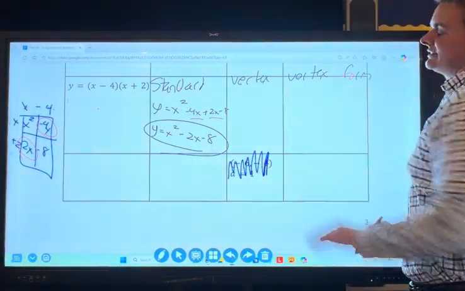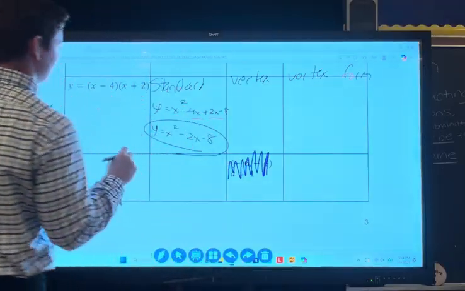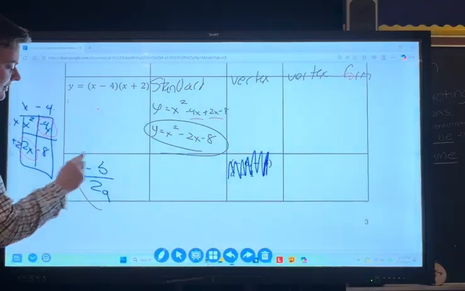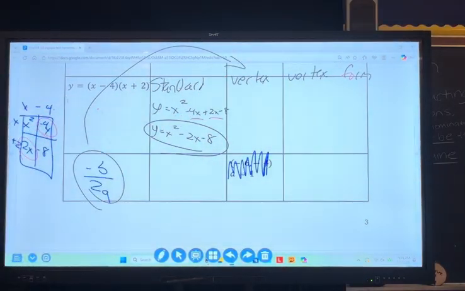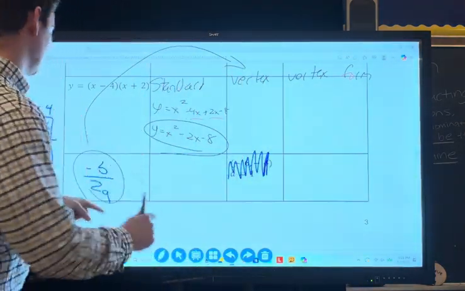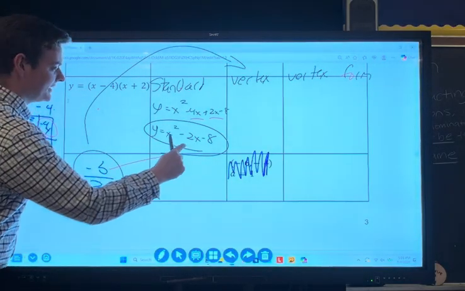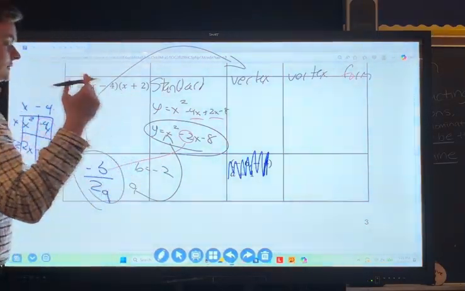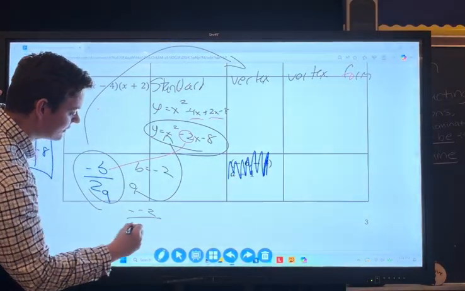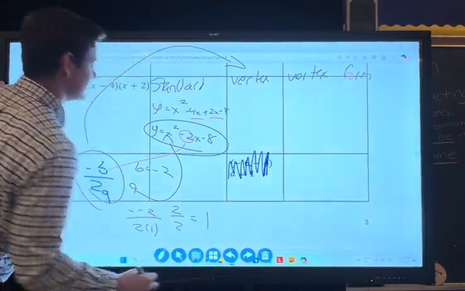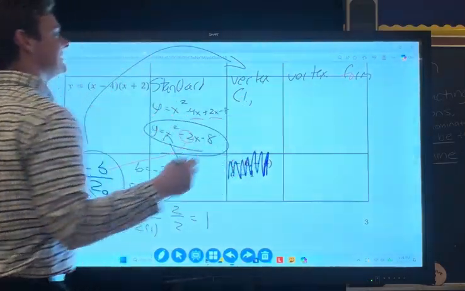To find my vertex, I'm going to do -b over 2a. This is to find my vertex. Every time, -b over 2a, unless they give it to me in vertex form, then I just know it instantly. My b is -2, and my a is 1. So it's -2 over 2 times 1. -2 is silly, that's just 2. 2 over 2 equals 1, which means the x-coordinate is 1.